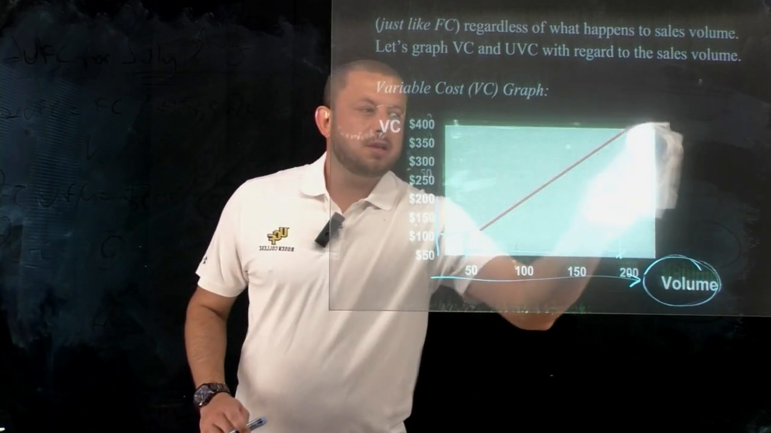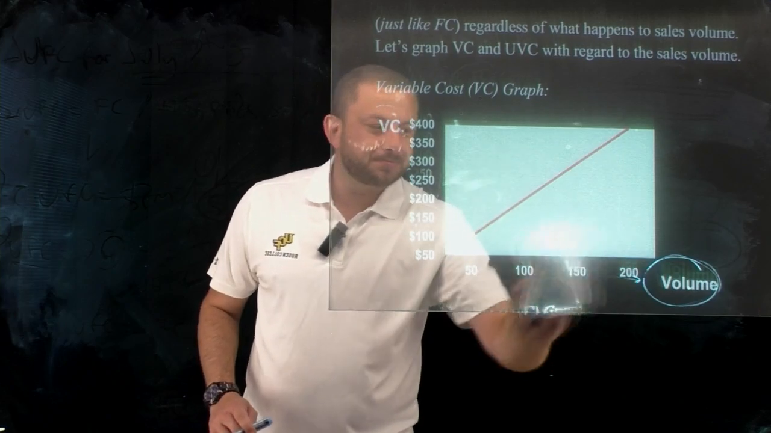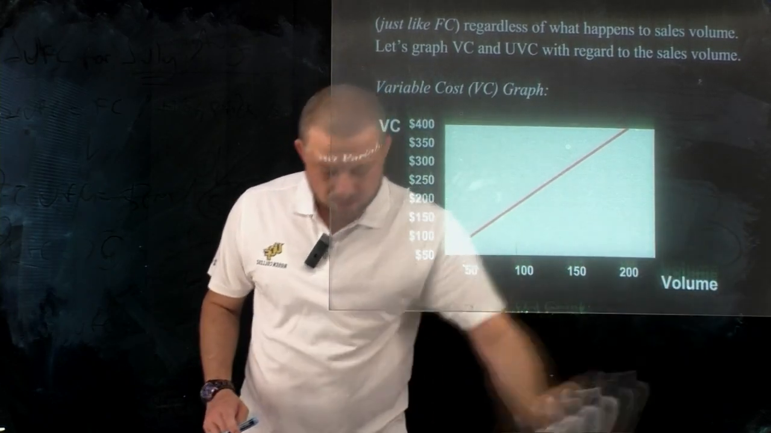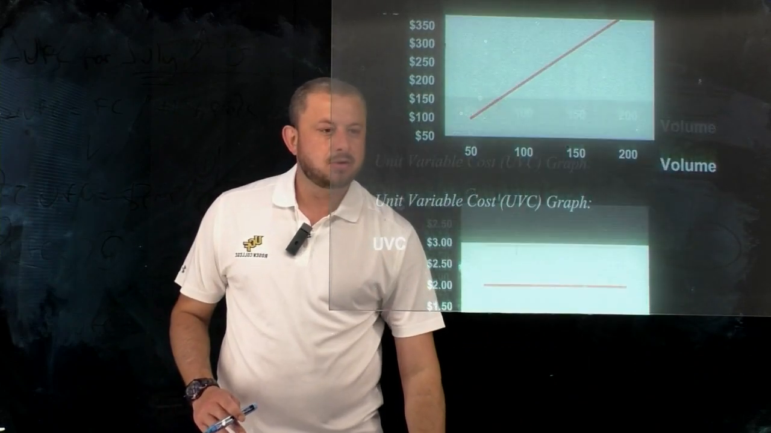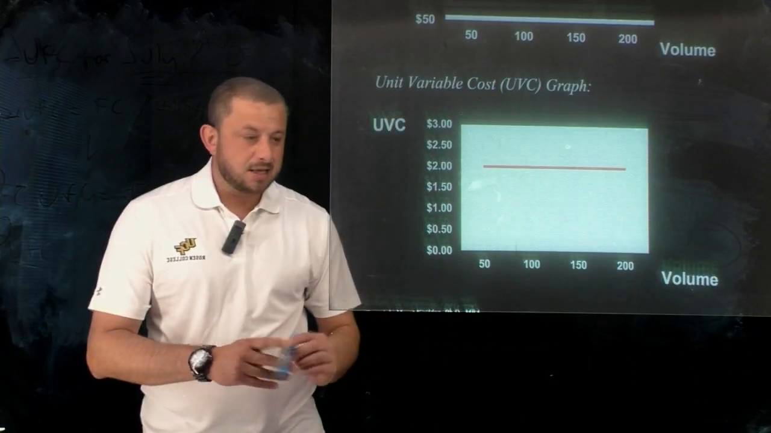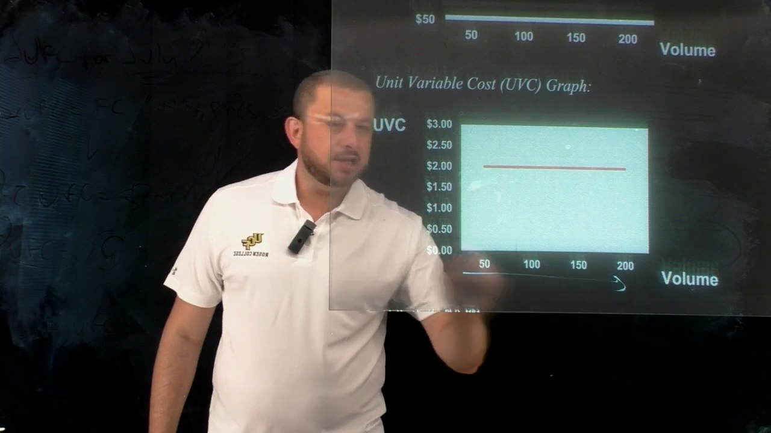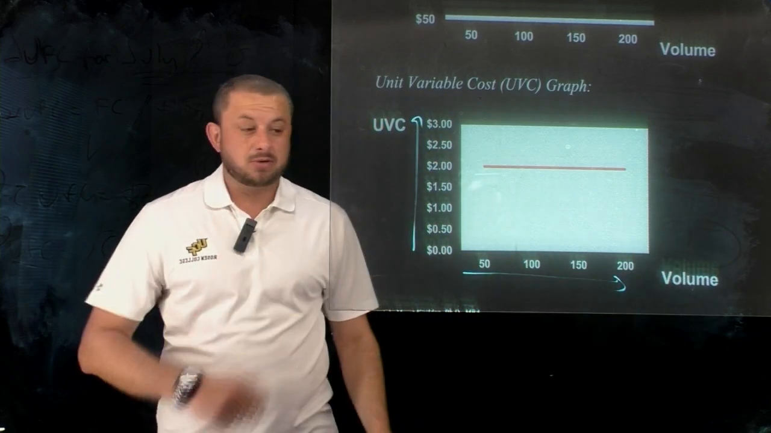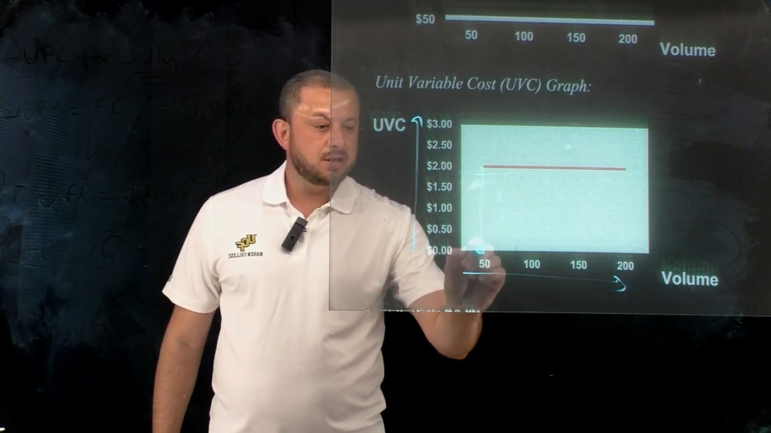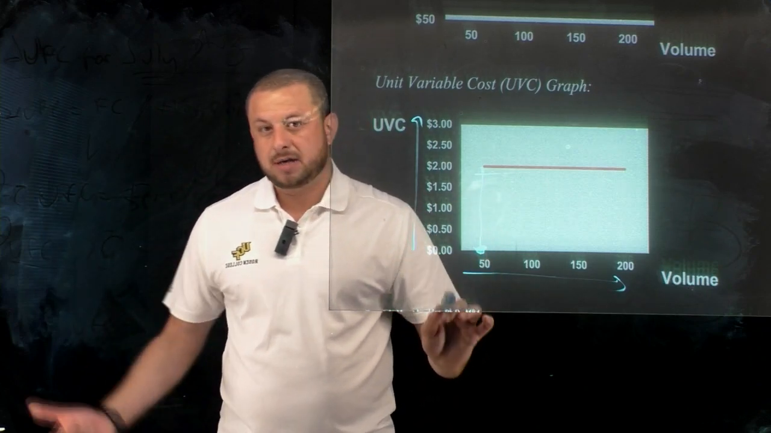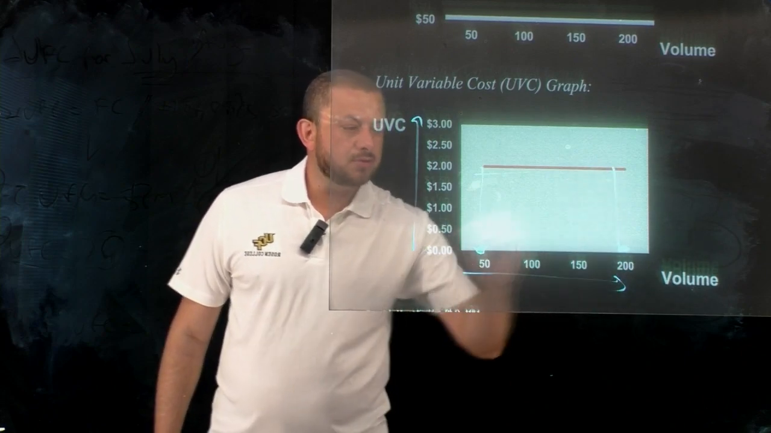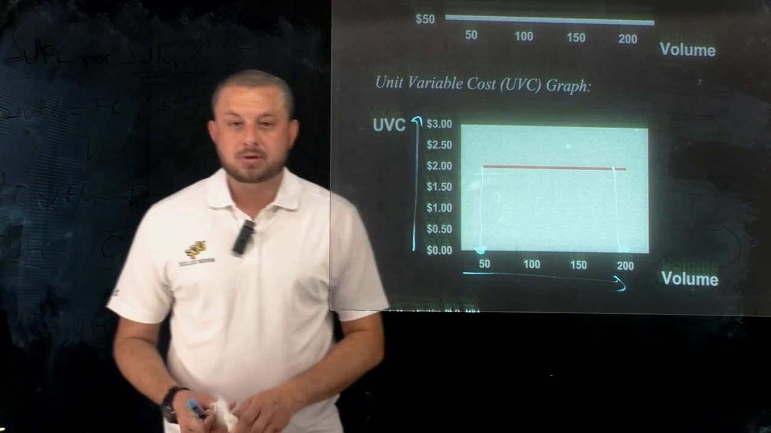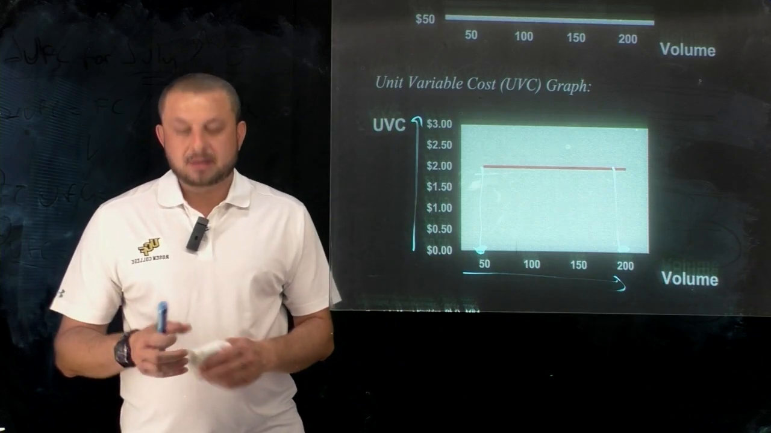How about UVC? We said that UVC will be constant in regard to changing sales volume. Is that so? Well, it is so. Take a look, volume over here again, from $0 to $3. Constant line, just like fixed cost. Doesn't matter if you sell 50, you have $2 of variable cost you have to pay. Doesn't matter if you have 200, you have $2 of unit variable cost that you have to pay to produce that specific product, let's say rooms.